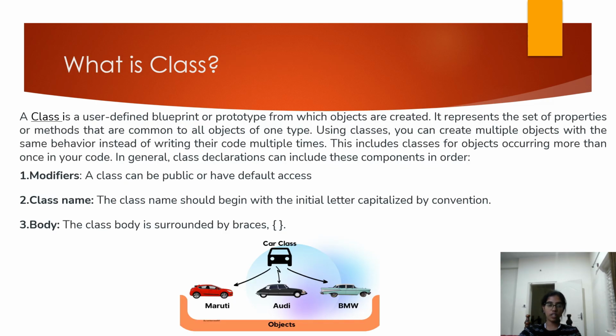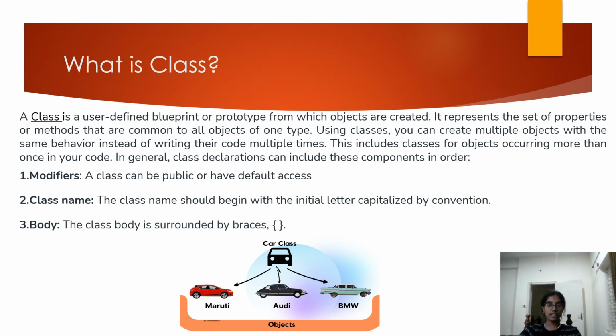Coming to class, what is a class? A class is a user-defined blueprint or prototype from which objects are created. It represents a set of properties or methods that are common to all objects of one type. Using classes, you can create multiple objects with the same behavior instead of writing their code multiple times.